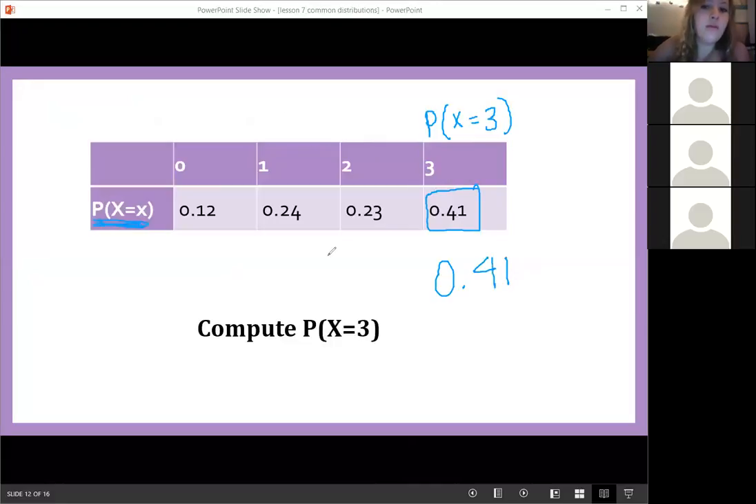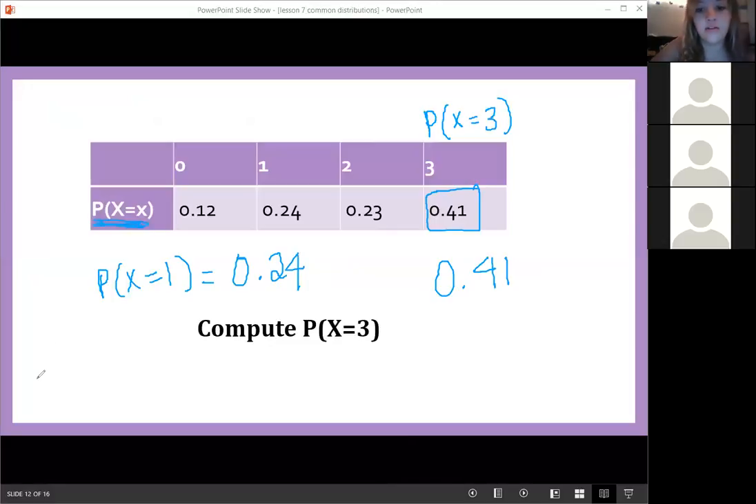So then what would be the probability that x equals 1 in this case? Pop quiz. Anyone want to answer it? I can answer it too if you don't know. Yes, absolutely. So our answer is 0.24. Probability that x equals 1 is 0.24.